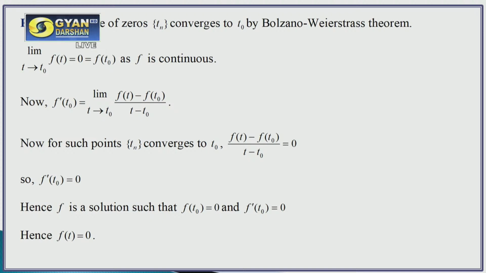Hence f is identically 0, because this is a second order differential equation, so at most it has two linearly independent solutions. So f must be a linear combination of these two solutions, and if you apply this initial condition, both coefficients of the linear combination will become 0. So hence the solution becomes identically 0. Next, in the next slide, we see another important theorem.